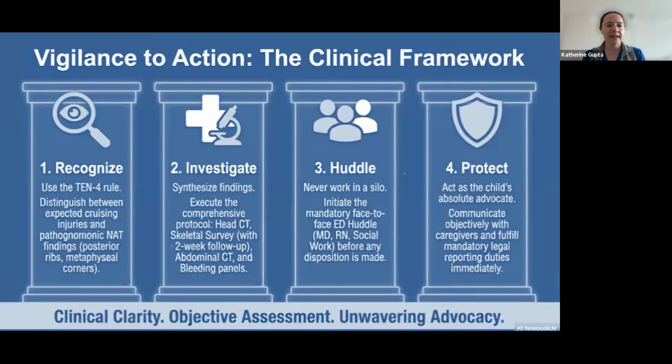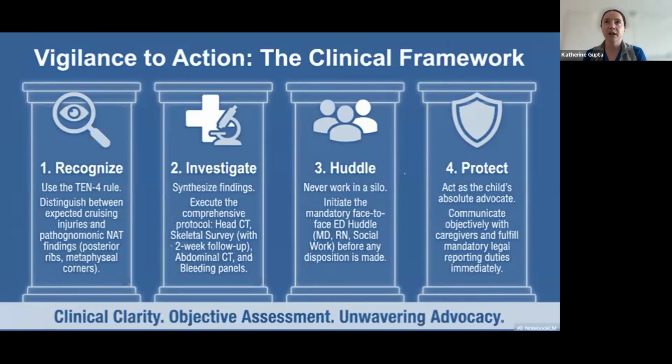And then once you've recognized it, you need to be performing the appropriate investigations, which include imaging and laboratory tests as well. You need to be able to work in a team with all of your other collaborators. These are other physicians, and then also ideally nursing, social work, perhaps law enforcement as well. And then the reason we do this is because the big goal is to protect that child. So you are that child's advocate.